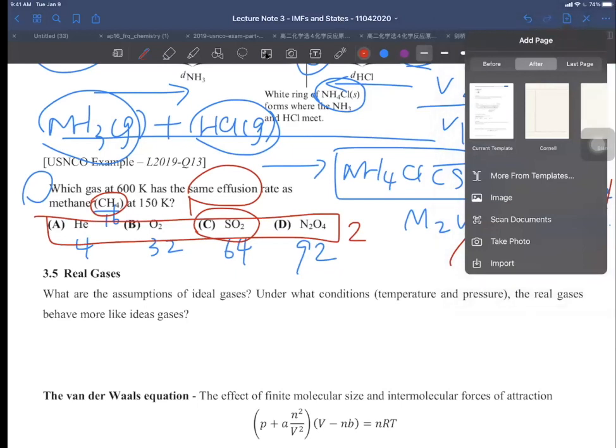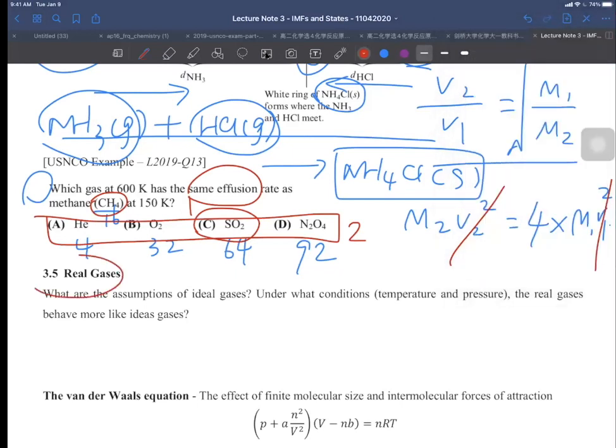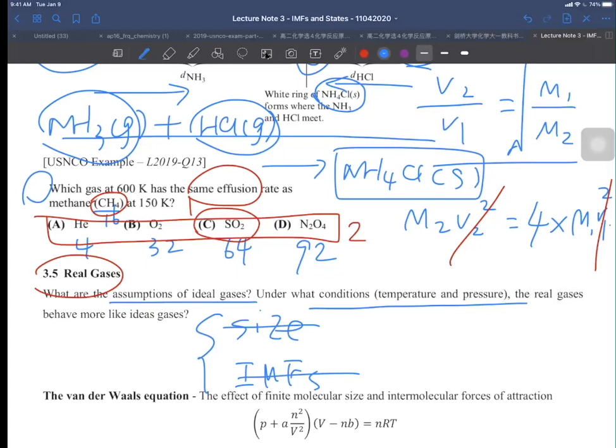If no, I think we have the last part for the gas part, which is what is the difference of the real gas with the ideal gas? The assumption of the ideal gas has 2 major points. The first one is ignore the size. The second one, ignore the IMF, right? But actually, not all of the gases at all of situations can ignore both of these 2 factors. So there's a question, under what conditions the real gas behaves more like an ideal gas.